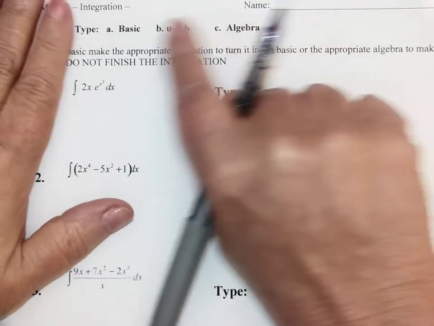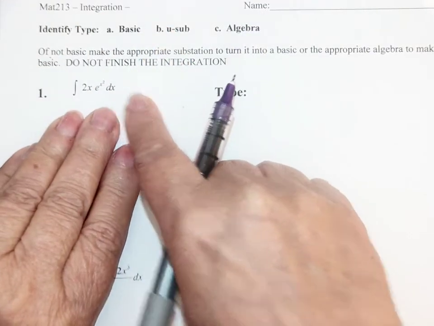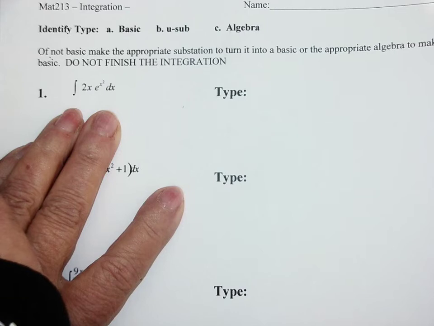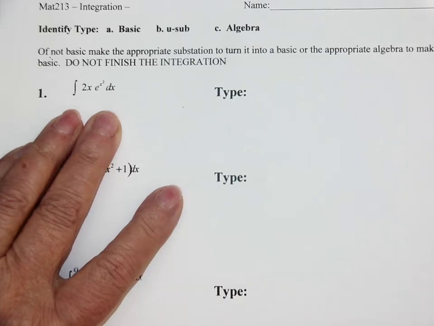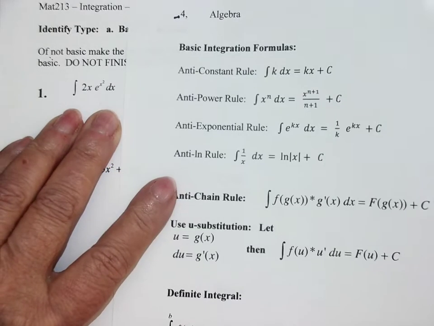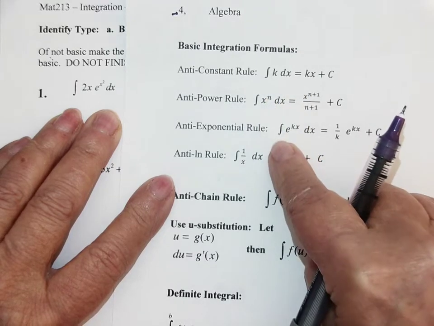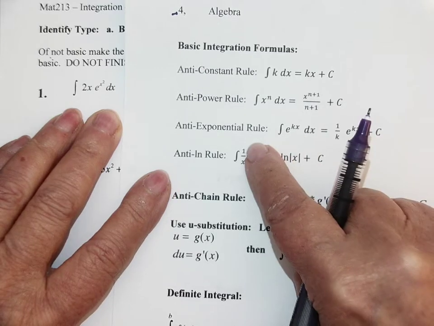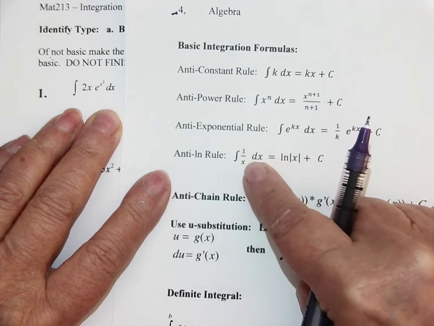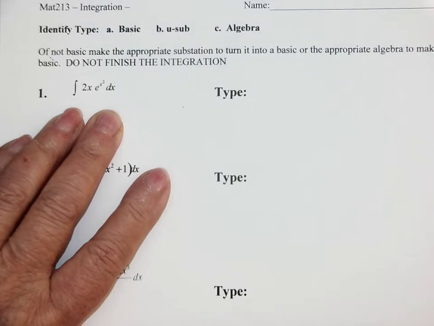Now, where do I always start? I always say to myself, is it a basic? Well, I look at this guy and I say to myself, well, no, he's not a basic, because if I look at the list of basics, they are basic. It's a constant, it's x to the n, and it's an e by himself to the kx, and it's a 1 over x, or you could even say a constant over x. And it's like, well, no, it's not a basic. So I rule out basic.